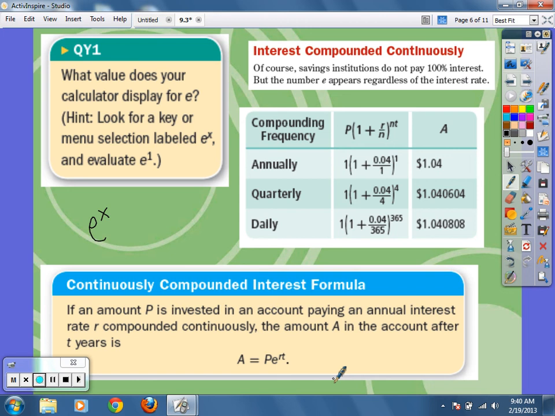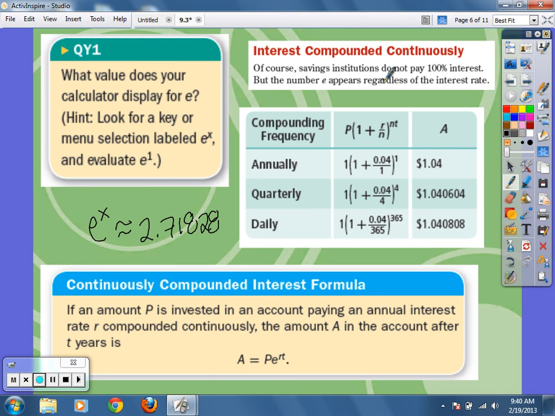How do I get this to tell me? Okay, if I type e to the first power, decimal point, mine says 2.71828. This is not exact. It is approximate. It is rounding it off, okay? e goes on forever. But you do need to find that key on your calculator because you're going to be using it.